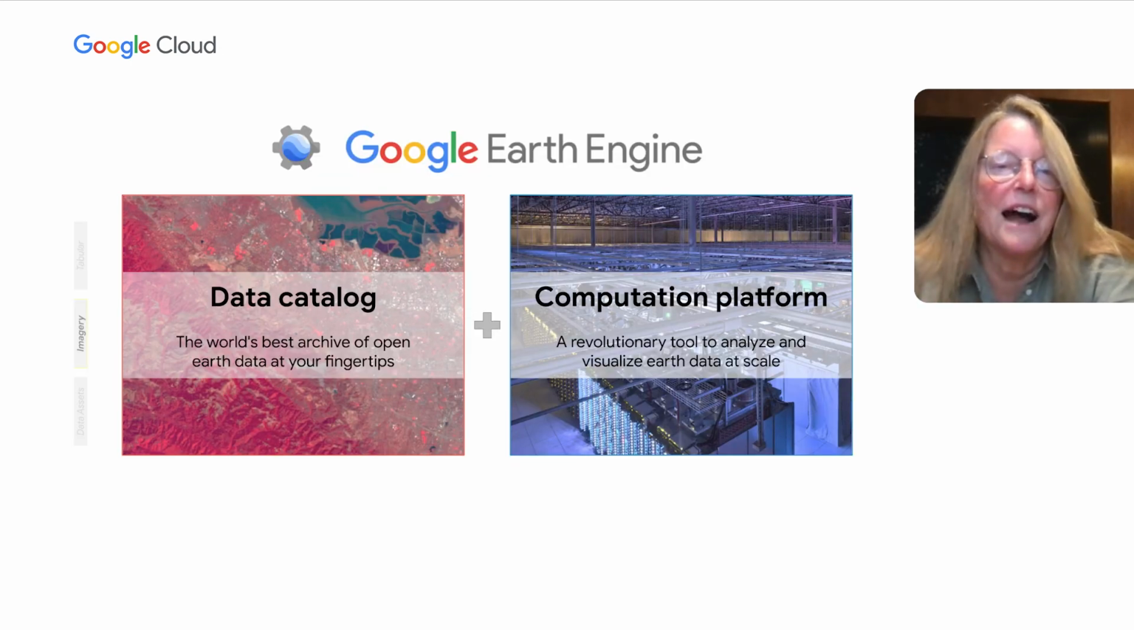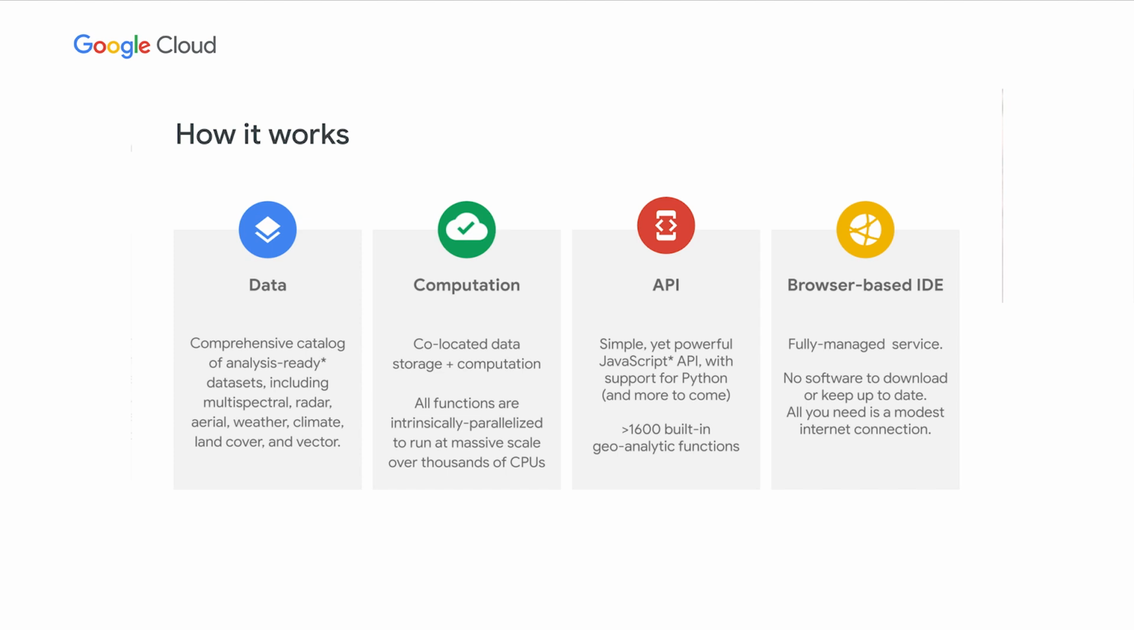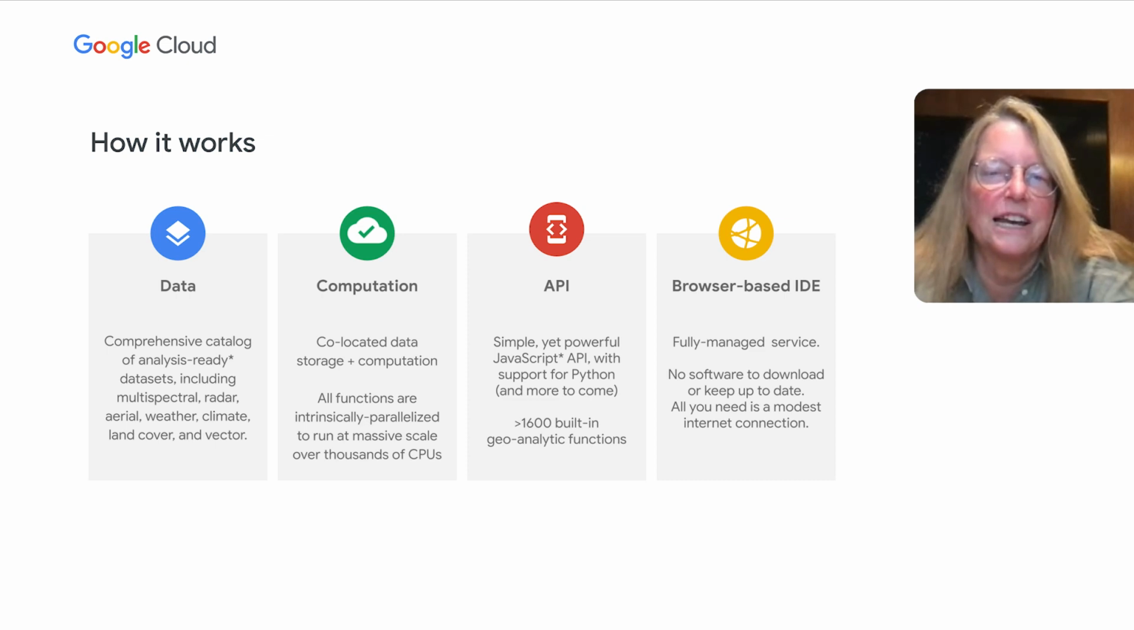So stepping back at the highest level, you can think of Earth Engine as really 2 things. It's a massive data catalog, and it's co-located with an intrinsically parallel computation service. So our goal was to democratize the rather specialized practice of Earth data science and analytics so that many more developers could essentially turn all those raw pixels into actionable information, into knowledge, into applications.